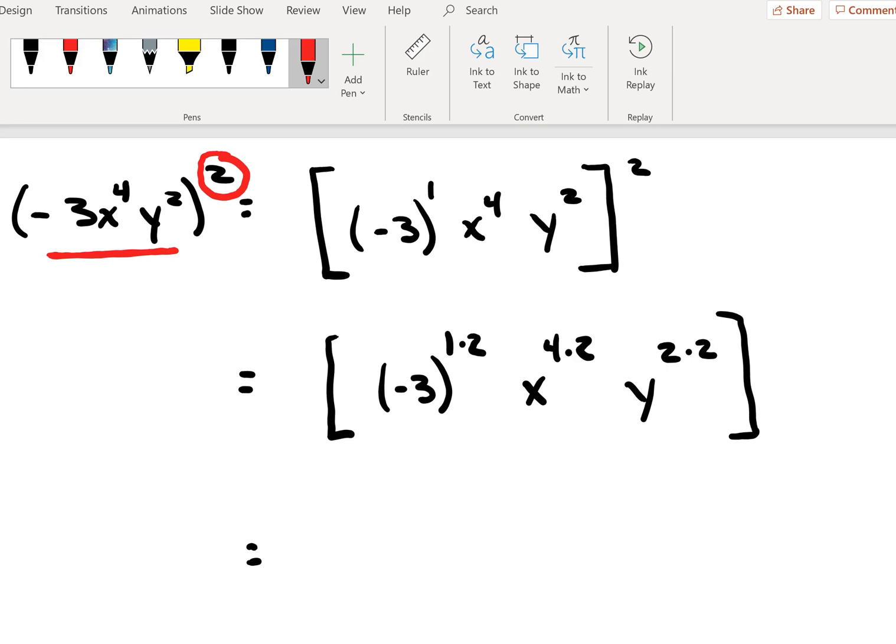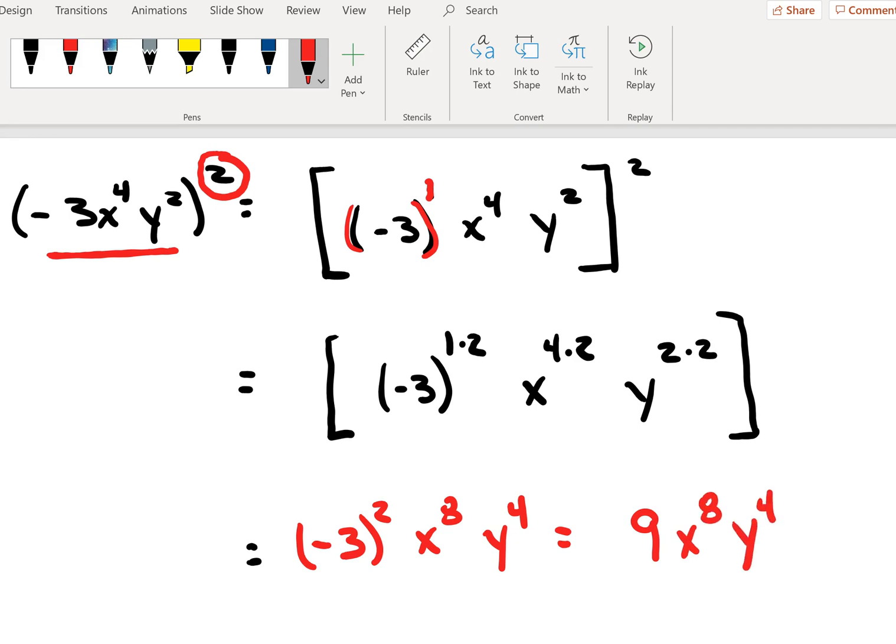But we could have written this as -3, the quantity to the 1st power, and this is just a bit of bookkeeping notation, x to the 4th, y squared, and then applied the sequential power rule to each individual base. So that would be -3, the quantity to the 1 times 2, x to the 4 times 2, y to the 2 times 2. And again, we come up with -3, the quantity squared, x to the 8th, y to the 4th. And then when we finalize this, -3 squared is 9x to the 8th, y to the 4th power.